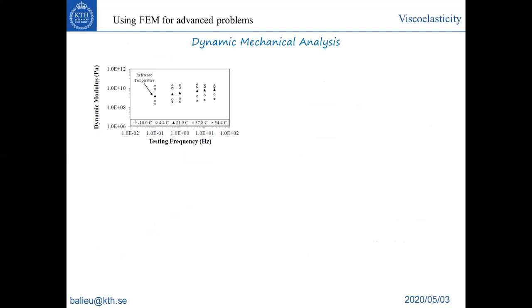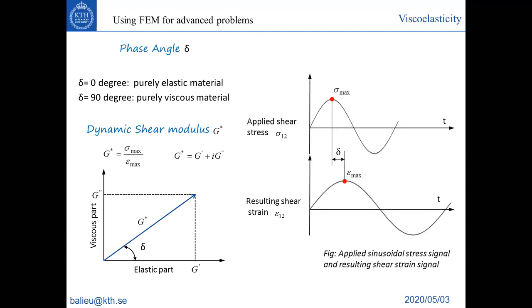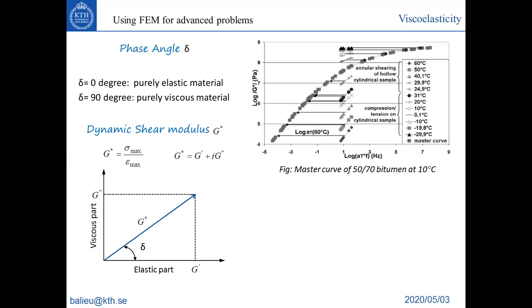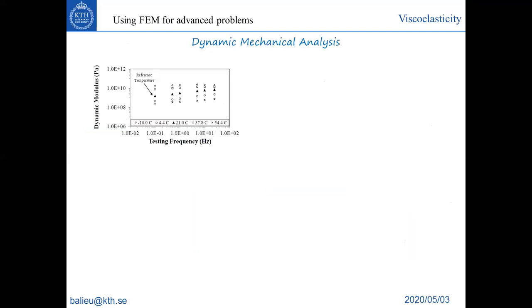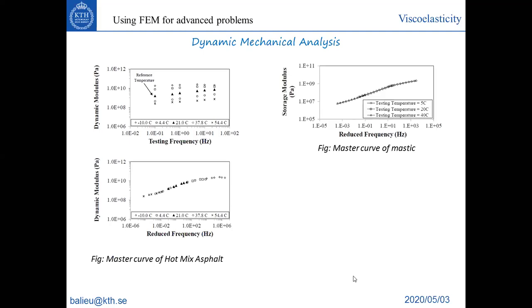There is also another experiment which is called dynamic mechanical analysis. It is exactly the same as this DSR. It's like a sinusoidal input signal, but not in shear, in compression. So you can apply a uniaxial compression, but with a sinusoidal input, and you are performing exactly the same, and you can plot your master curve according to the same principle.